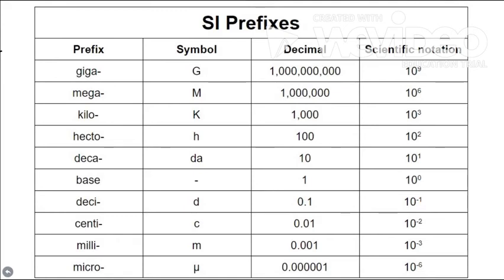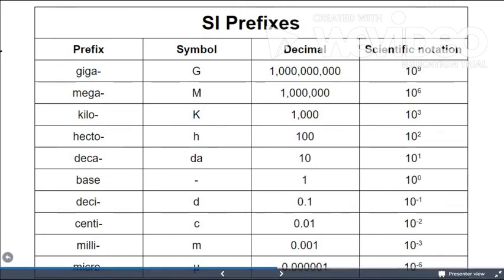You can see that we have giga here to represent the billion. Mega represents 1 million. Kilo will represent 1,000. Hecto is 100. Deca, 10. And then the base, we use that for just 1. Then we can get into decimal places. Deci is 1/10 of the base. Centi is 1/100th of the base. Milli would be 1/1,000th, and micro is 1/1,000,000th.